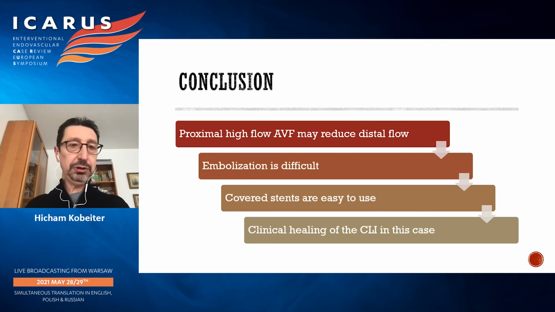So in conclusion, if you have a high flow AVF, it may reduce distal flow, and so it may cause non-healing critical limb ischemia. Embolization in those cases is somewhat difficult, and covered stents are easy to use and give very good clinical results. Thank you.